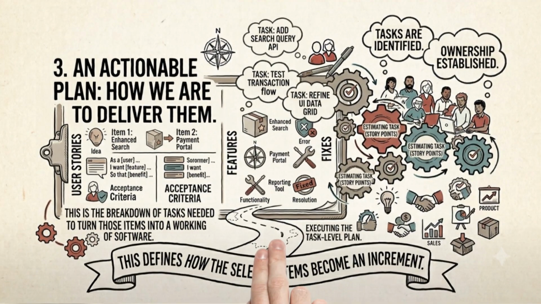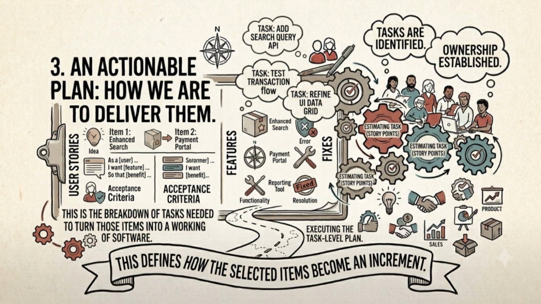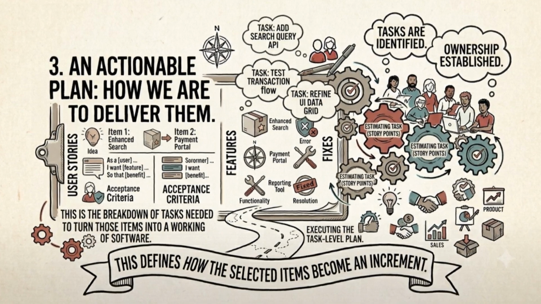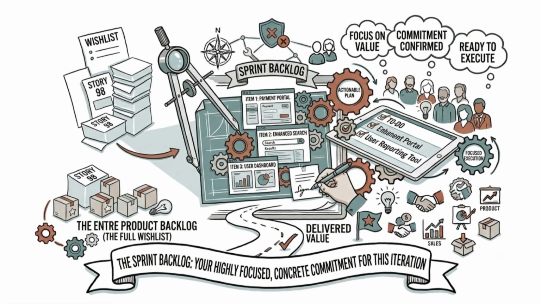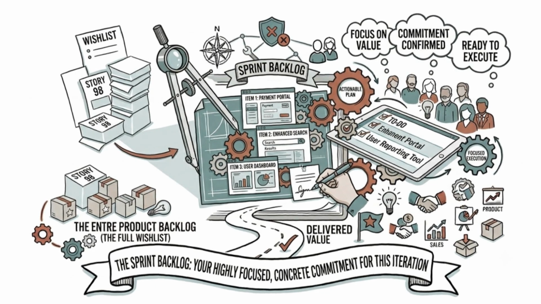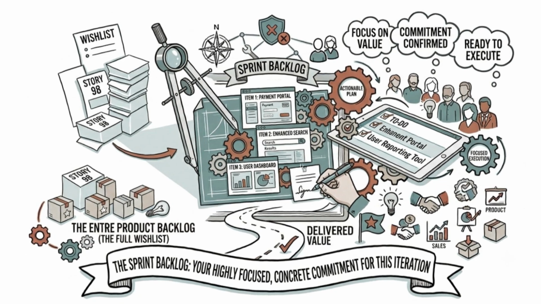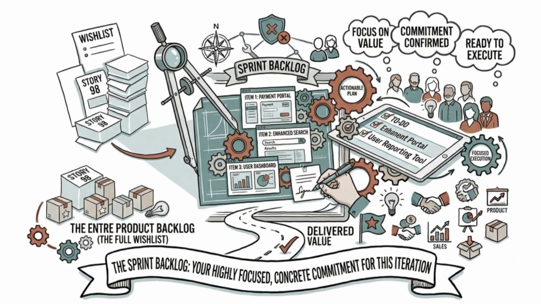3, an actionable plan, how we are going to deliver them. This is the breakdown of tasks needed to turn those items into a working increment of software. Think of it as a tactical blueprint. If the product backlog is the full wish list of everything that could be built, the sprint backlog is the concrete, highly focused slice we commit to tackling right now.